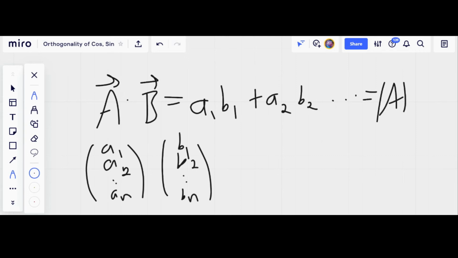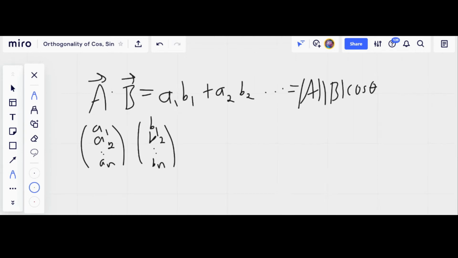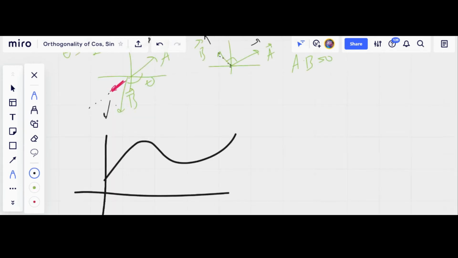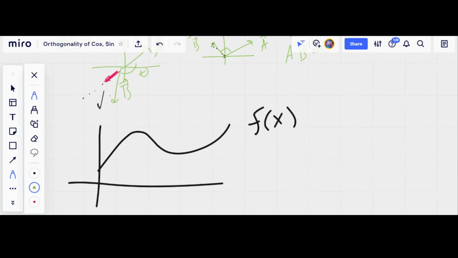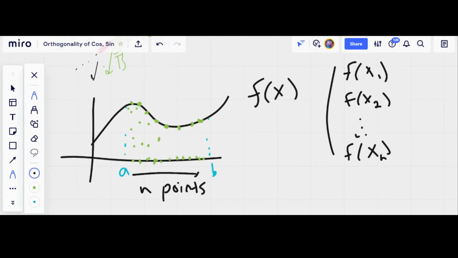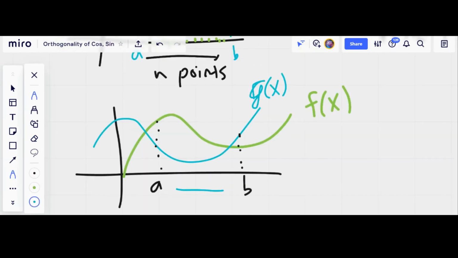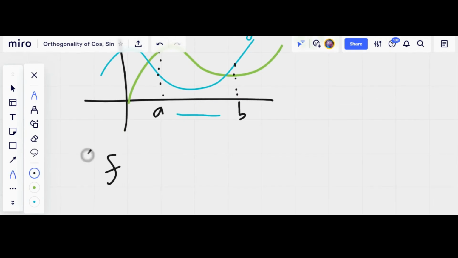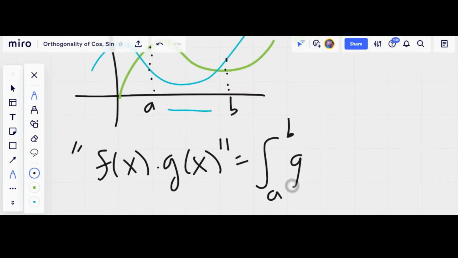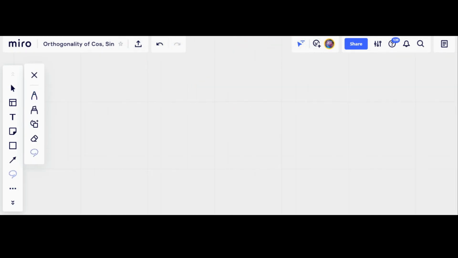Welcome back, everybody. Today we're going to explore the notion of an inner product, or something that's analogous to an inner product between functions. This idea is very familiar when we're talking about vectors, and we're going to use that idea to try to generalize to the case of a function, or the inner product between two functions. So let's just go ahead and get started.